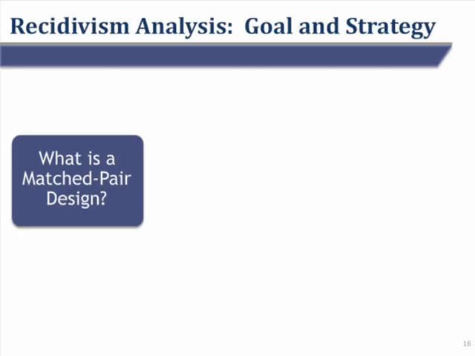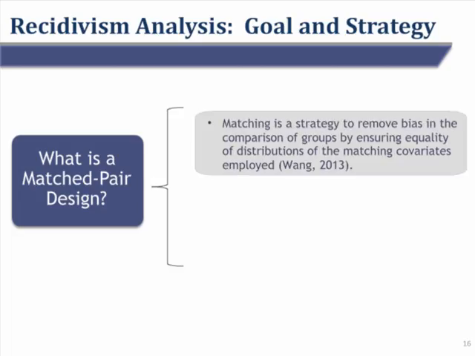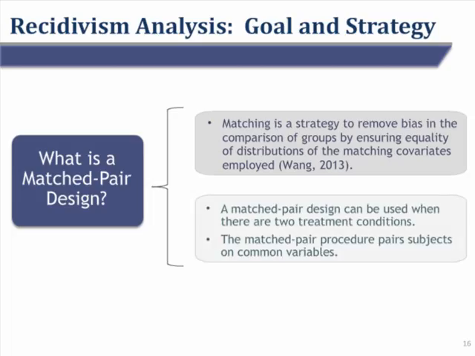We used a matched pair design to deal with the need for comparing drug court participants to a group of similar people convicted of similar crimes. What a matched pairs is, it's an approach for removing bias when comparing groups. A matched pair design can be used when there are two treatment conditions. In our case, we had people who went to prison and people who went to drug court.